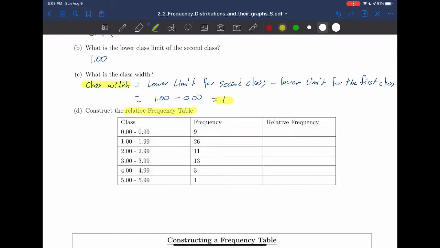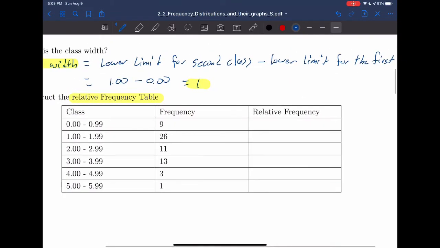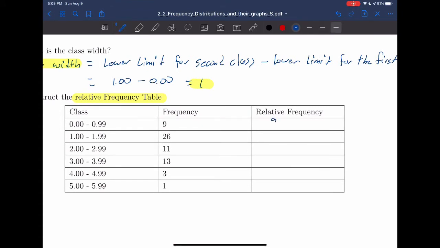So now let's construct a relative frequency table. And by definition, you know that this is your frequency of that class over the total number of frequency, which is 63. And this is roughly 0.143. And then for the second class, this will be 26 over 63, which is 0.413. For the third class it is 0.175. And you keep going with the pattern here until you go to the very end.